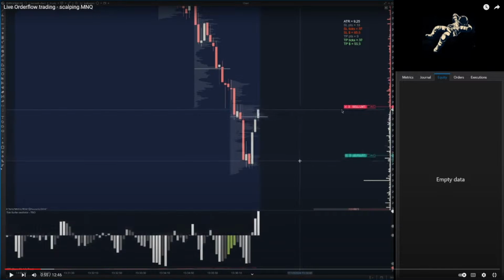So I could arguably have closed this one out and then just market sold in, because sometimes it's annoying that you don't quite get filled. We also have this significant wick over here. I should probably place my limit order below that.